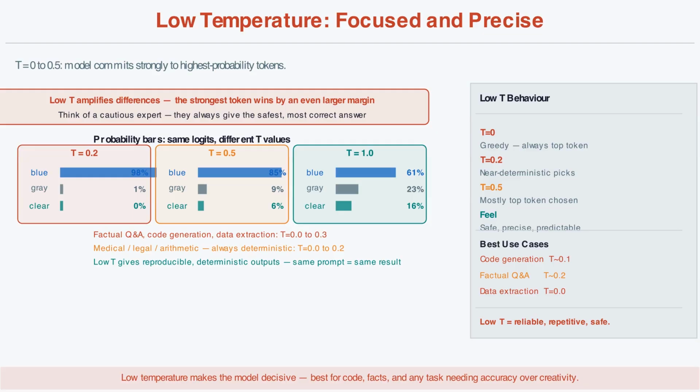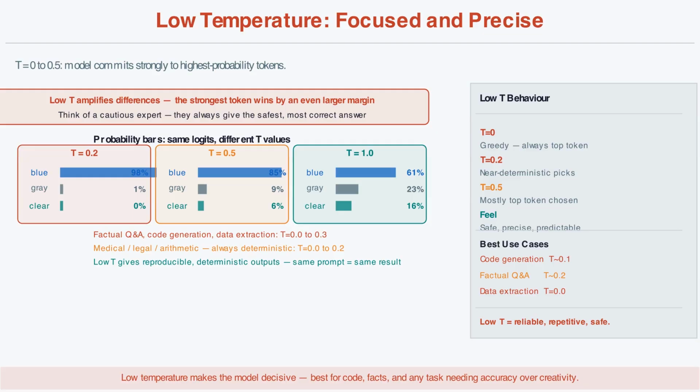At temperature 0.2, the top token still wins around 98% of the time. The model is nearly deterministic, but allows occasional variation on less confident choices. Look at the bar charts in this scene. At T equals 0.2, the token blue has almost all the probability mass. At T equals 0.5, it still dominates, but gray and clear get a small share. At T equals 1, the distribution spreads out: 61% for blue, 23% for gray.